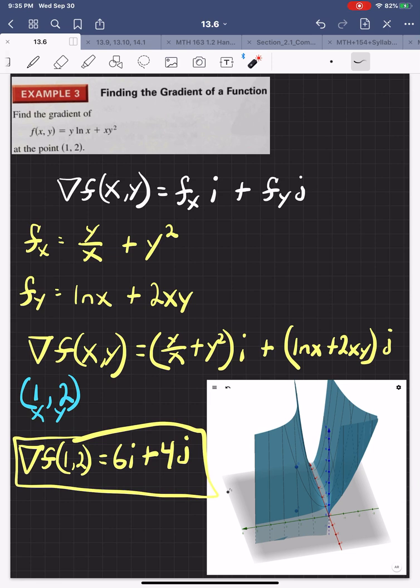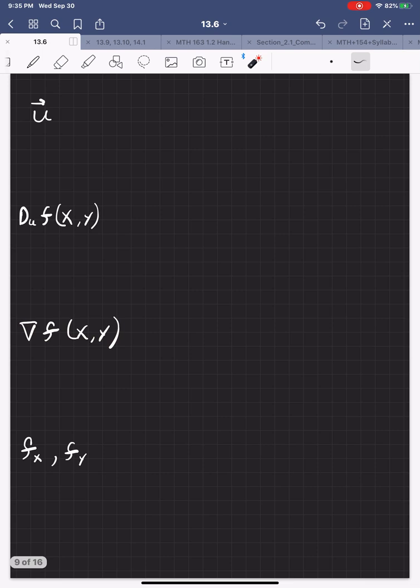Okay, now you notice all these various notations that we've been using are starting to pile up, and we do need to make sure we understand what each of these are. So vector u, what is that? That's just a unit vector in the desired direction.